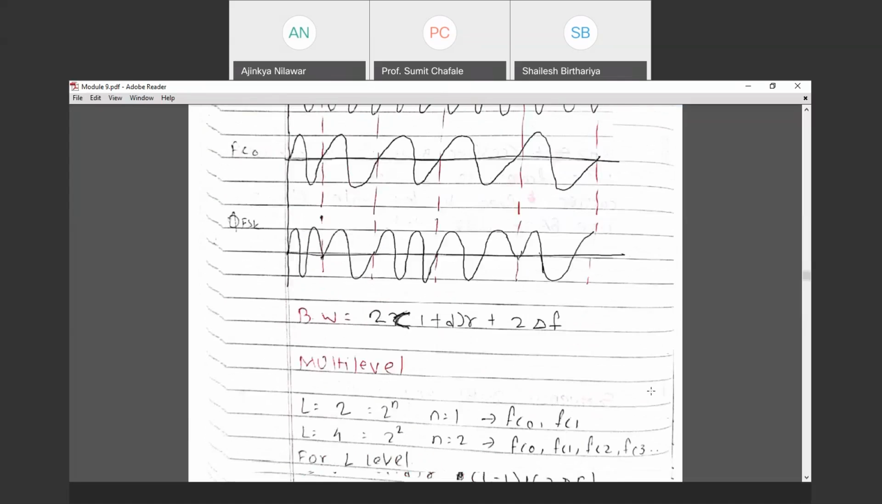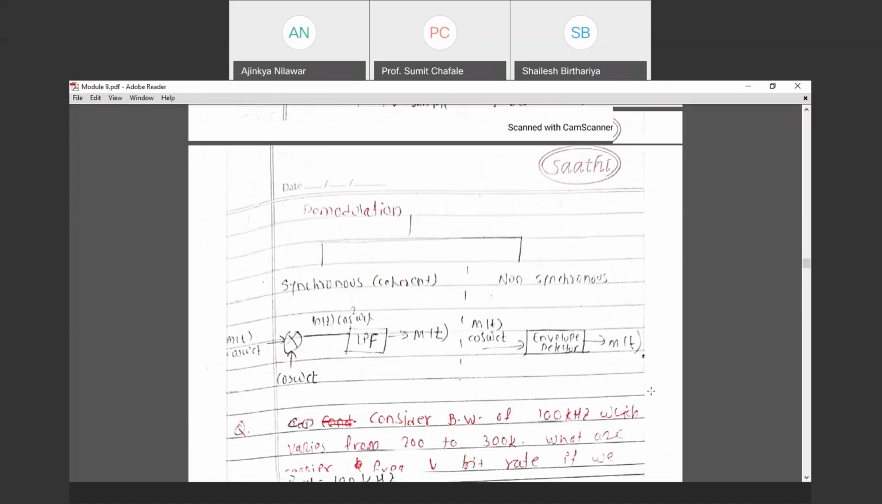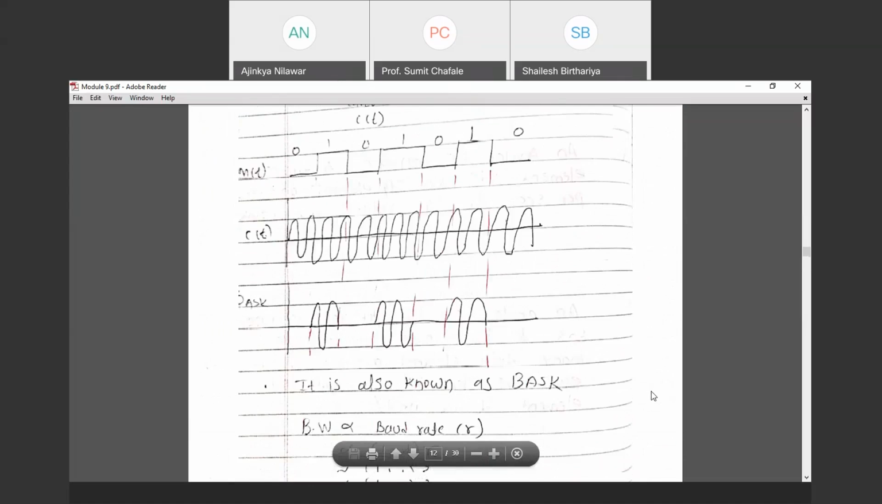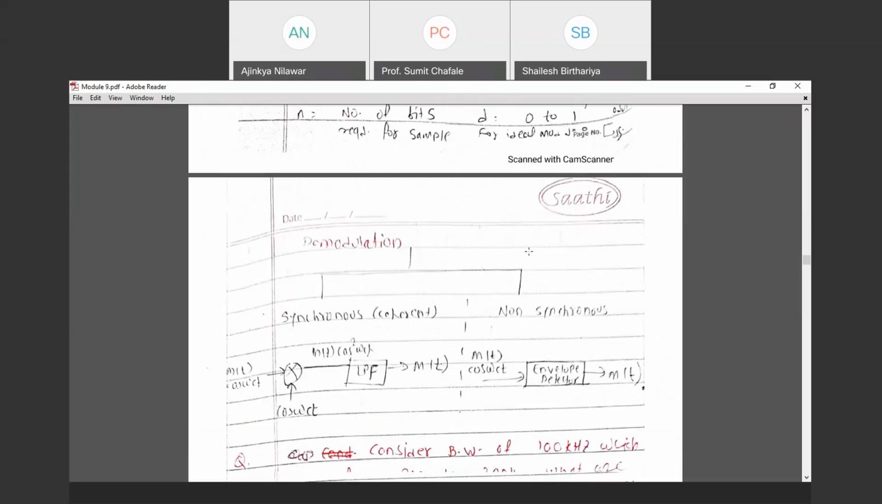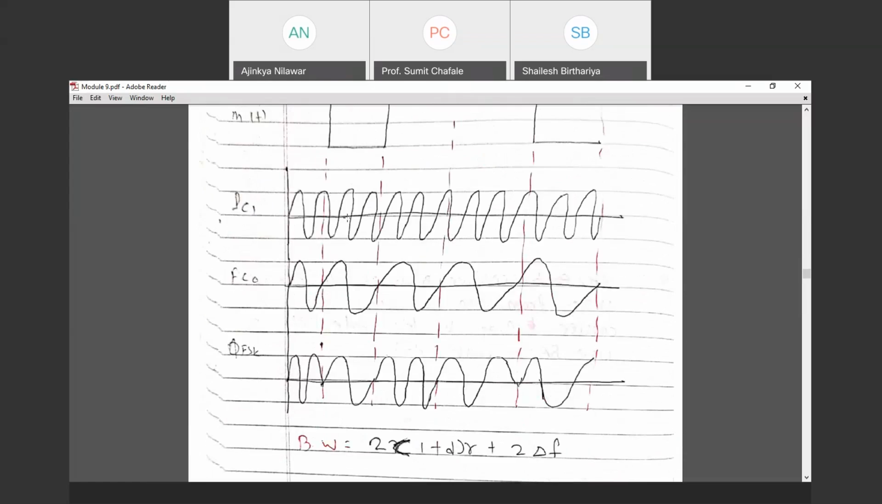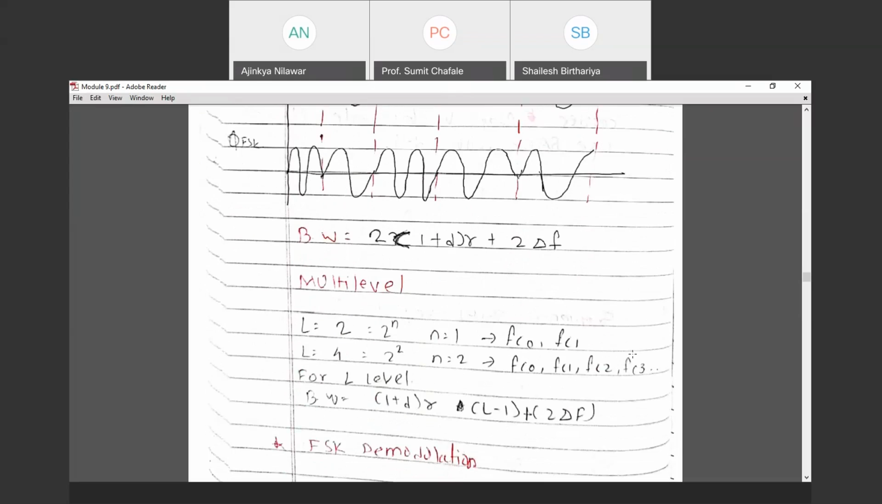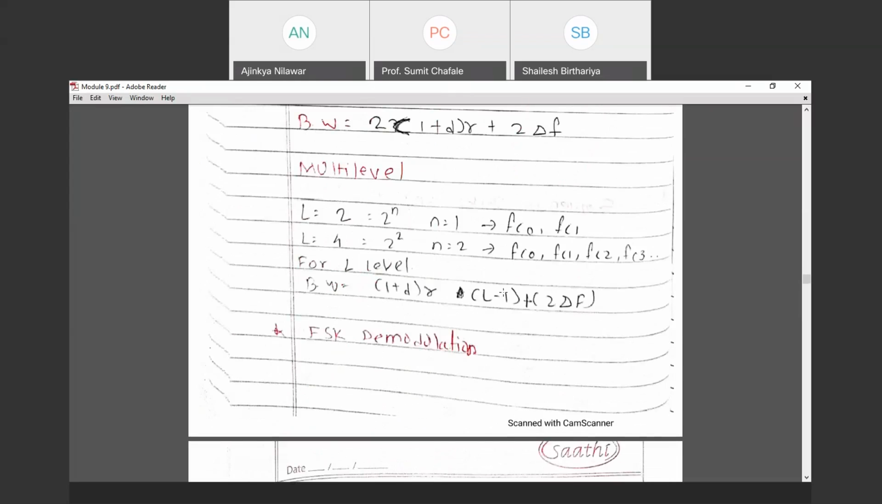So what is the basic difference between FSK and ASK? In ASK, whenever data is 0, no frequency component is there. We have a frequency component only for the 1 bit. Whereas in the case of FSK, we have both frequency components: the higher frequency component whenever data 1 is there and the lower frequency component whenever data 0 is there, right? So bandwidth is given by 2 multiplied by (1 plus d) r plus 2 times del f. What is del f? It is the change in frequency. The same numerical you may solve with the help of this.